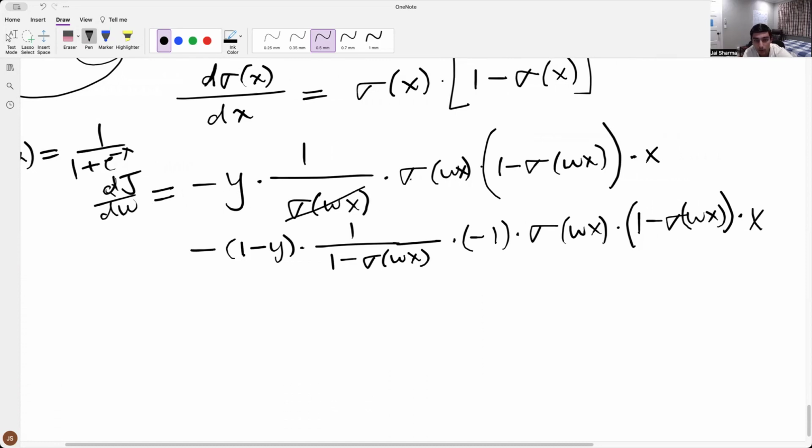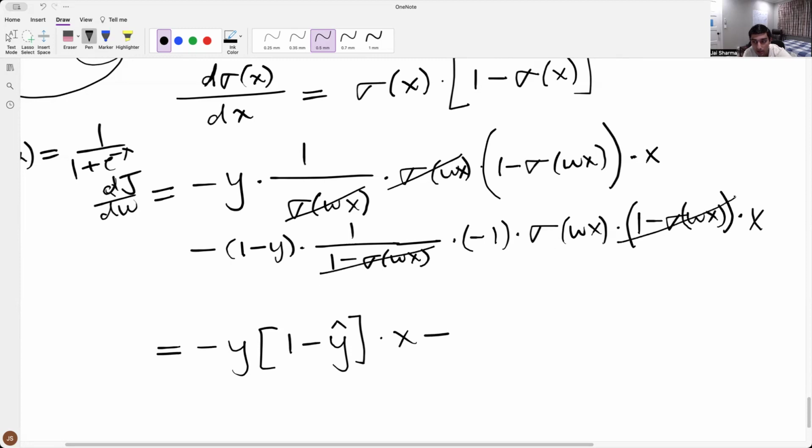Now I want you to notice that this cancels with this. So we would end up having negative y times 1 minus, this is y hat actually, so 1 minus y hat, and then times x. I'm going to start with the second term. This will cancel with this, and there's a negative sign here, but also a negative 1 here, and then a 1 minus y here. So there are two negatives, and those cancel out. But if I want to have a negative here, I can just have y minus 1 over here. That ends up being the same thing. And then times this, which is just y hat, and then times x.